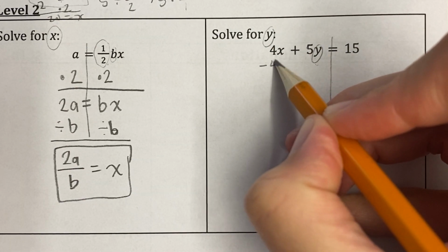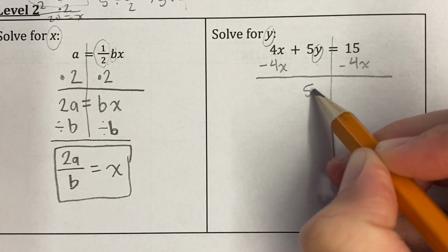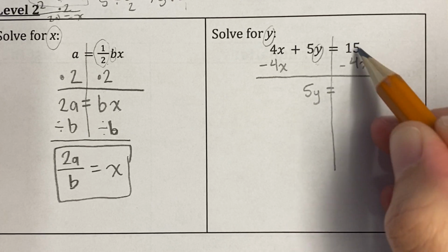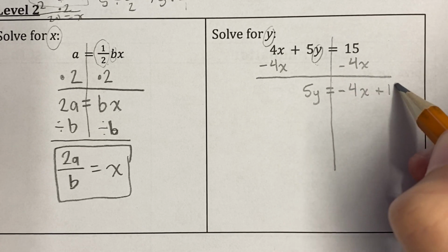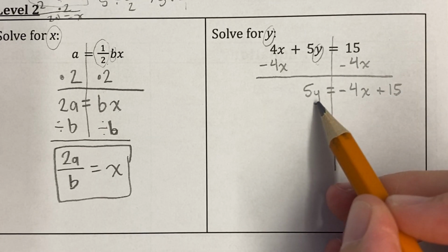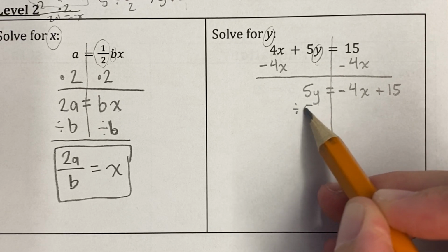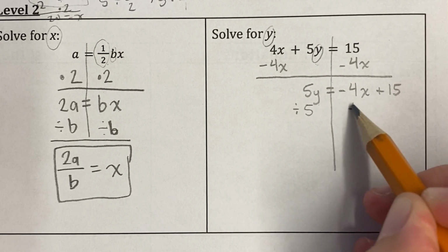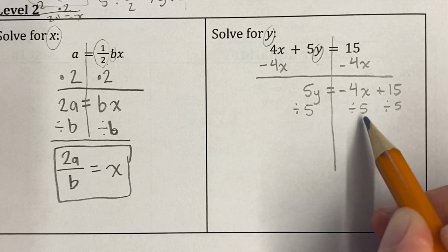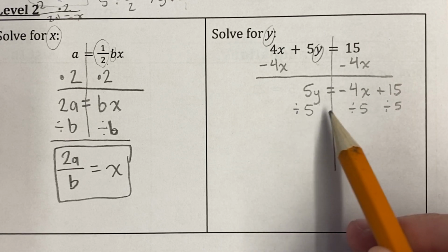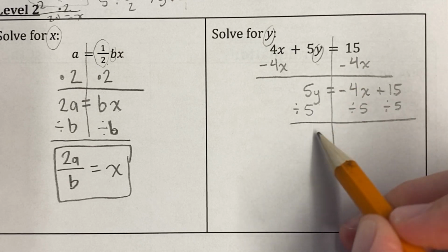So the first thing I'm going to do is subtract 4x from both sides. I'm going to bring down 5y equals. Now, these are not like terms. I'm not combining them. This is negative 4x plus 15. Now y is almost by itself, but it's still being multiplied by 5. So I'm going to divide by 5. Notice how I'm doing this. I'm dividing by 5 to each term here.